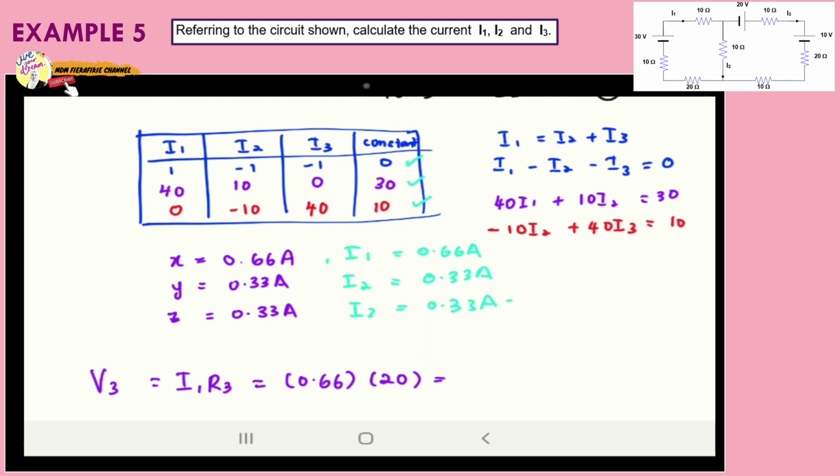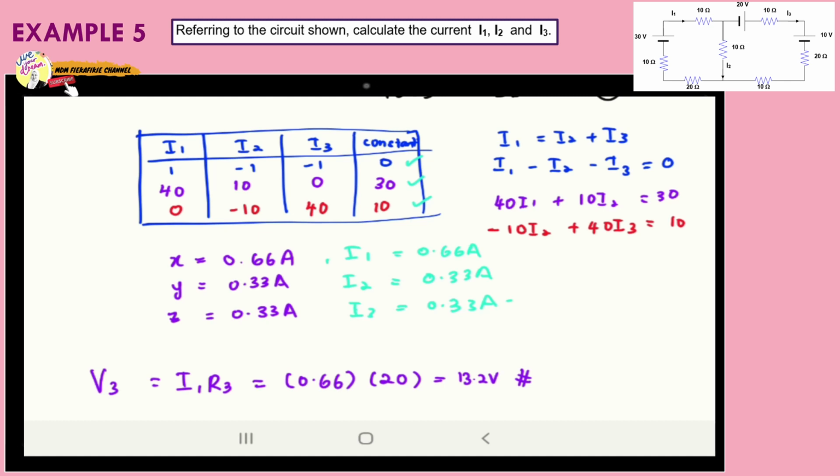Take out your calculator and let's calculate the answer. The answer is 13.2 volt. Therefore, the voltage across R3 is equal to 13.2 volt. So that finishes question number 5.